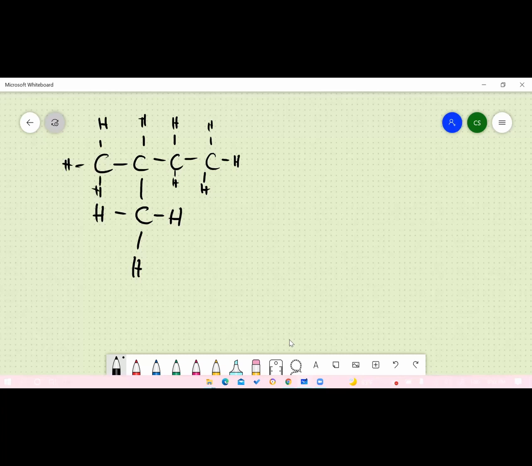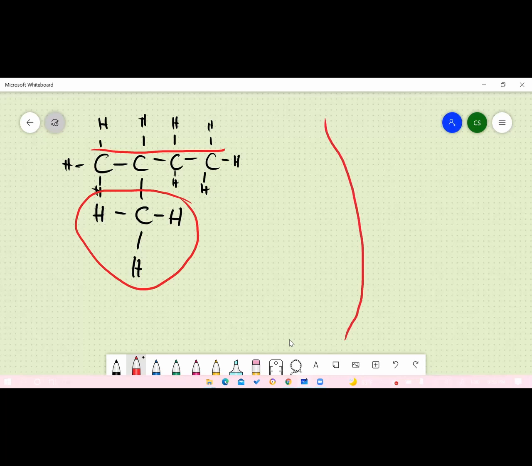All right. In this case, you have a branch here because whenever you're naming compounds, you want to find the longest chain first. Let's use the tree trunk analogy because that's easier. The tree trunk would be your longest chain, the chain with the most continuous carbons. Then your branches would be whatever comes off of the main chain.